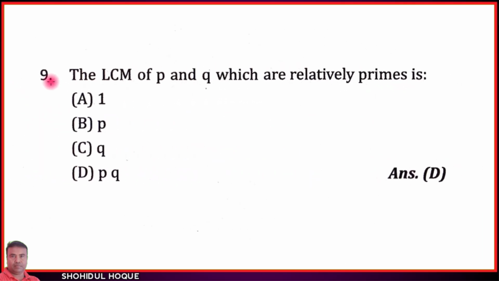Alright. Next question number 9. The LCM of p and q, which are relatively prime, is option A 1, option B p, option C q, option D p into q. Correct option D p into q. Remember, for relatively primes the HCF is always 1 and the LCM of two relatively primes is always the product of these two. That means p into q.